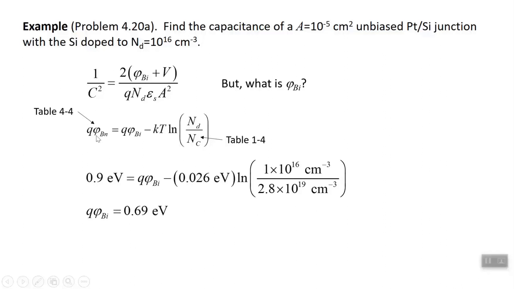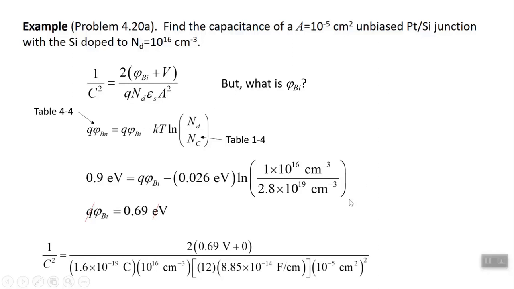Plug in these numbers. You look this up in table 4-4, you find out it's 0.9 eV, what Q times the barrier height is. Table 4-4 gives you Q times the barrier height if you just put it in electron volts. So we find out that Q times the built-in potential is 0.69 electron volt. And this is where I do something that I hope by now you're comfortable with. If you have Q times the potential in electron volts, that means the potential is just the same number, but in volts. Cancel the Q and the E. The built-in potential is 0.69 volts, which then we can plug into this expression along with 0 for volts and calculate the capacitance. So you do that.